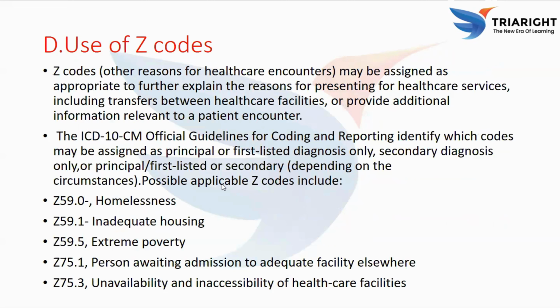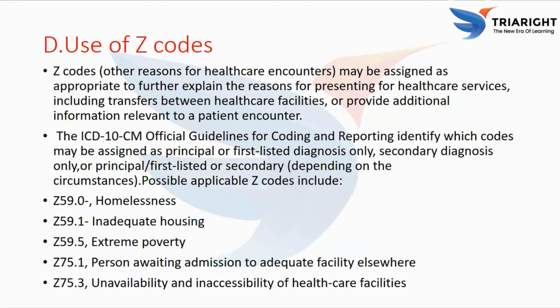guideline, use of Z codes. So what are Z codes? Z codes are used when a person comes for healthcare for reasons other than a disease or injury. They help to explain why the patient is receiving care. For example, follow-up visits, transfers between facilities, and also social problems affecting health.